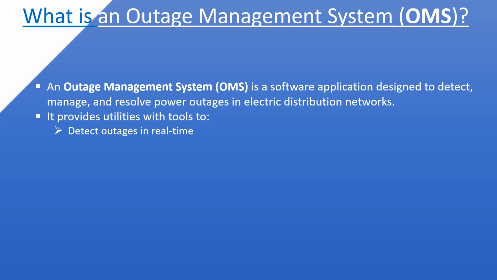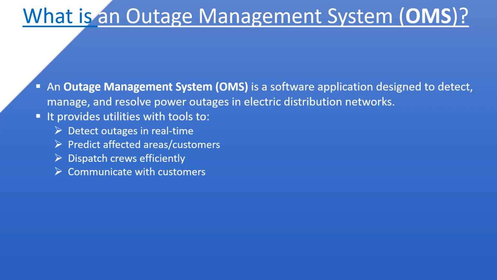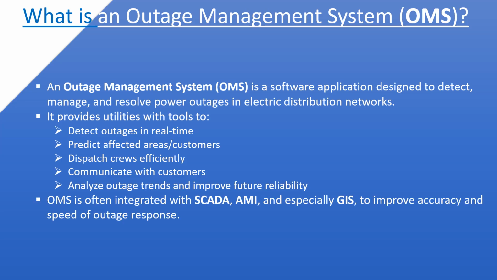It provides utilities with the tools to detect outages in real time, predict affected areas or customers, dispatch crews efficiently, communicate with the customers, analyze outage trends, and improve reliability further. OMS is often integrated with a SCADA system, that is a Supervisory Control and Data Acquisition system, AMI, Advanced Metering Infrastructure, and especially GIS, a Geographical Information System, to improve the accuracy and speed of outage response.